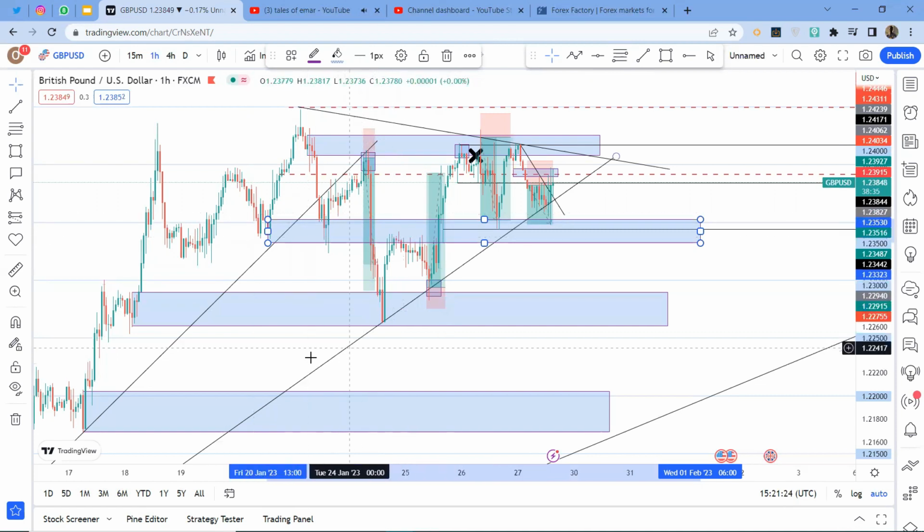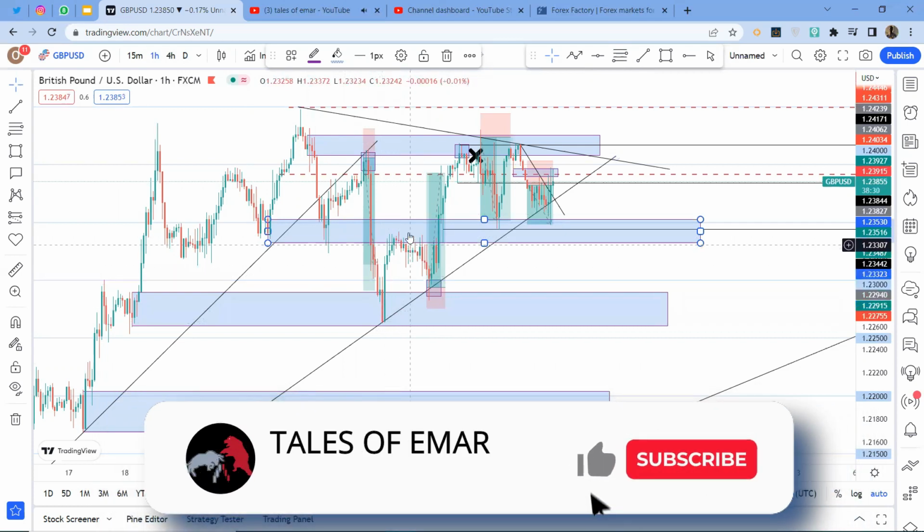So what happened? We drew a trend line. This is the second trend line we saw after this when it came up to here.